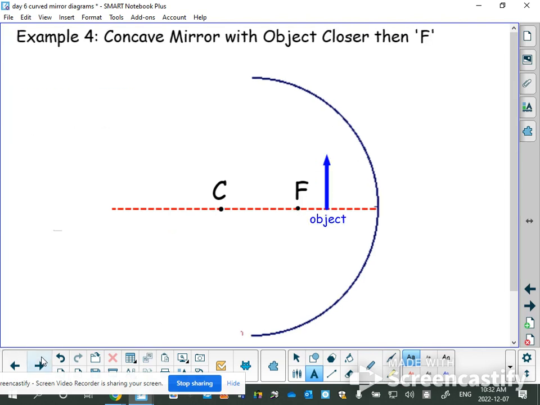Obviously, I wouldn't ask you to draw that one on a quiz. That one was a tricky one, but it does show why there's no image at the focal point. Okay, we'll try our last one of these concave ones. In this case, I'm going to go in and then down through the focal point.